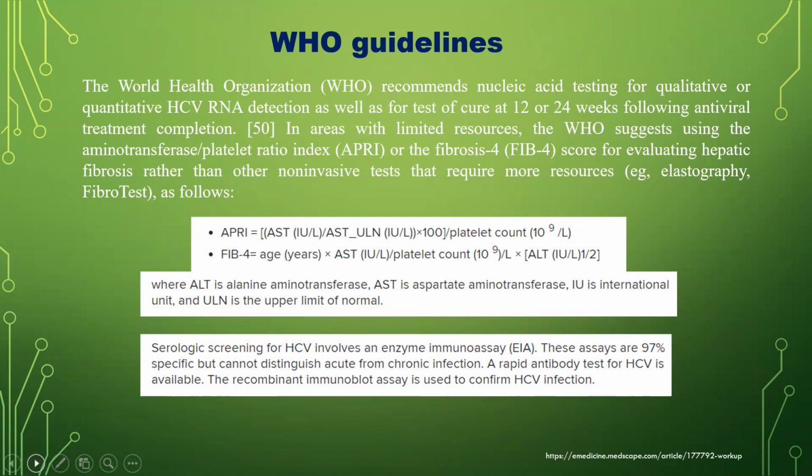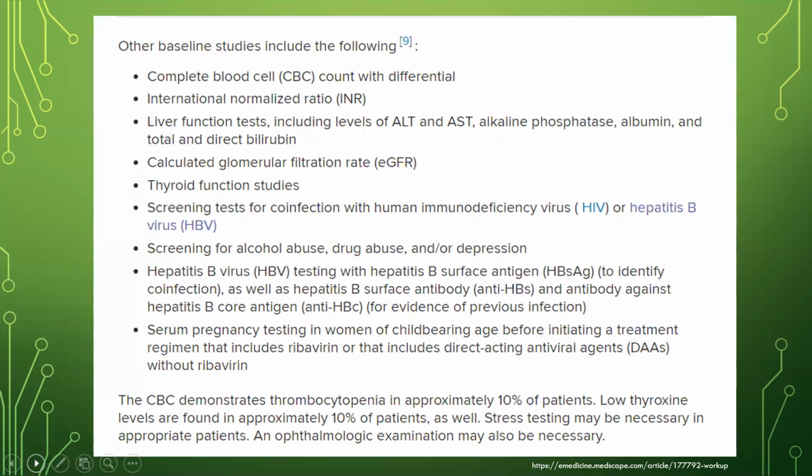In areas with limited resources, the WHO suggests using the aminotransferase platelet ratio index or the fibrosis score for evaluating hepatic fibrosis rather than other non-invasive tests that require more resources. You can see them on the picture. Serology screening involves an enzyme immunoassay. These assays are 97% specific but cannot distinguish acute from chronic infection. A rapid antibody test for hepatitis C is available. The recombinant immunoblot assay is used to confirm hepatitis C infection.